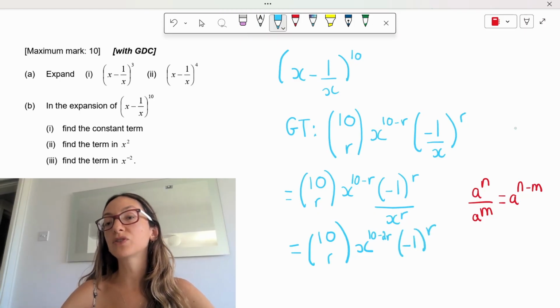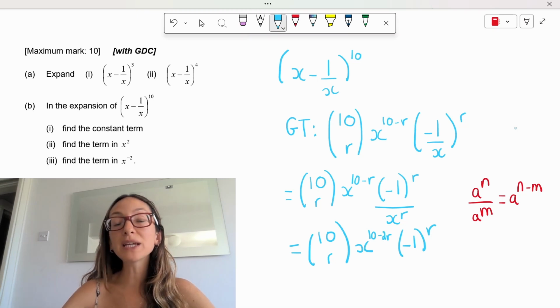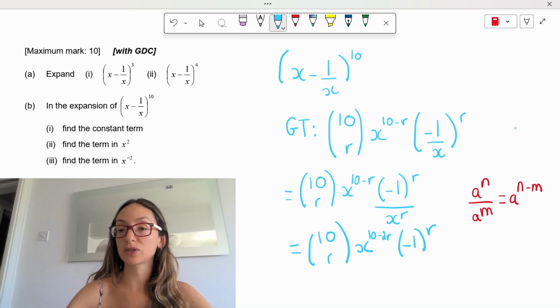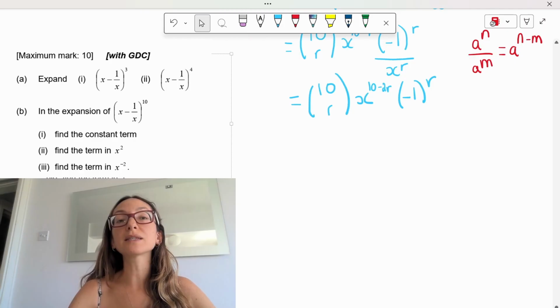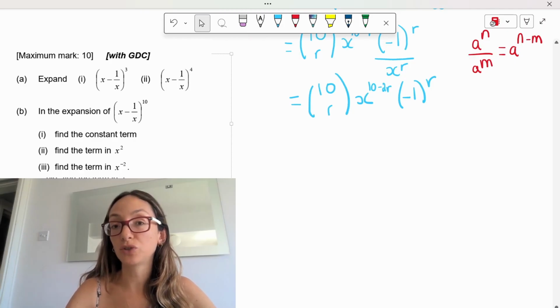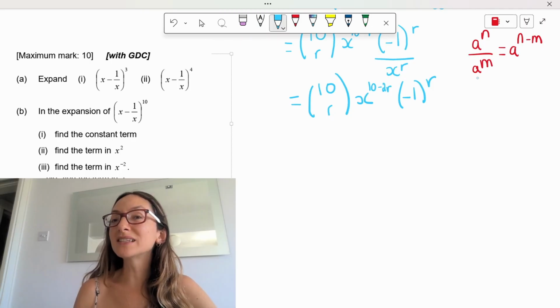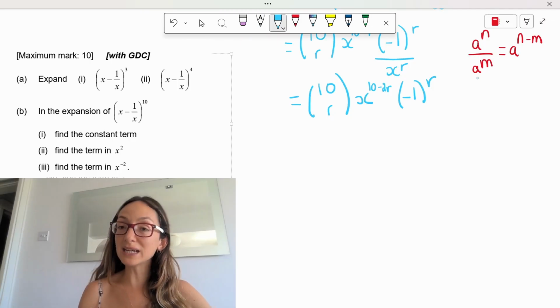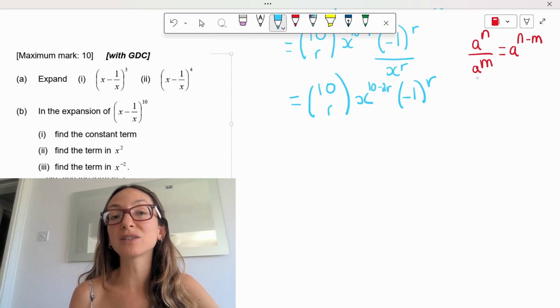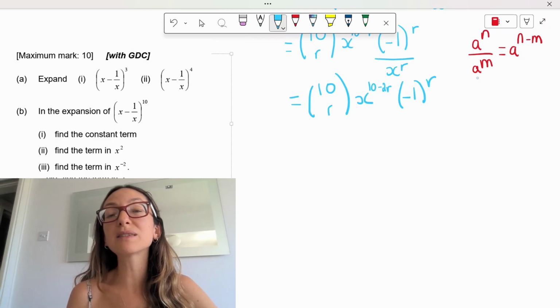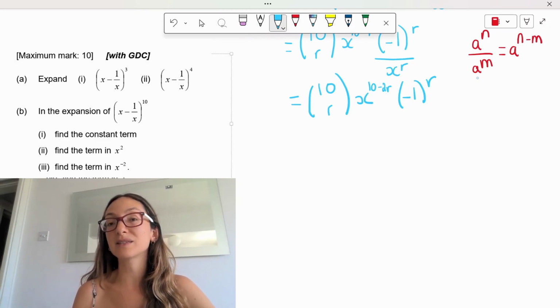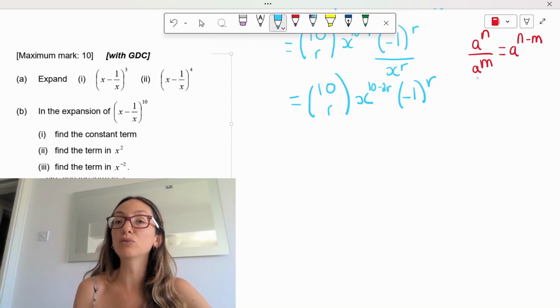Now, once we have the general term simplified, we can answer all of these three questions. So the first question is asking us to find the constant term. Now, what do they mean by the constant term? The term constant means it doesn't change. It's not a variable. And as you know, x is a variable. So whenever they ask you to find the constant term, that means they want the term where the power of x is equal to 0, because that will just give you 1, which means you actually won't have an x in that term.